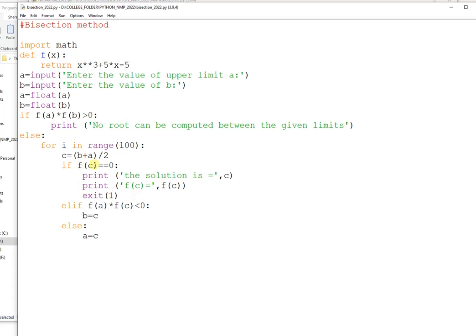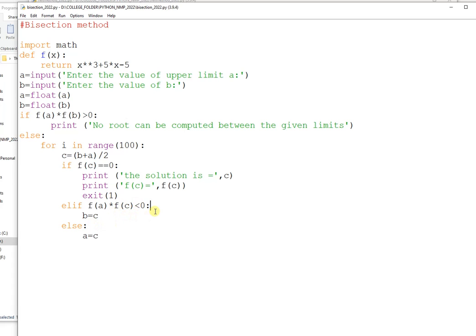And if you are not getting the solution here, if f of c is not equal to 0, that means elif. Otherwise, you can check f of a into f of c less than 0. Check whether the product is greater than 0 or less than 0. F of a is a value you know, and if f of a into f of c is less than 0, f of a is positive, and this will be less than 0 only when f of c is negative.